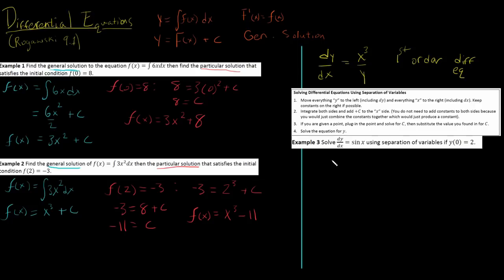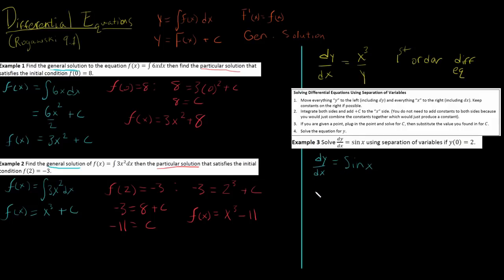So example 3, we have dy/dx is equal to sine of x. And here's our initial condition here. So let's see, step 1, move everything with a y to the left, including dy, and everything with an x to the right. So no y's on the right side, so we just have to move this dx over. Let's go ahead and do that.